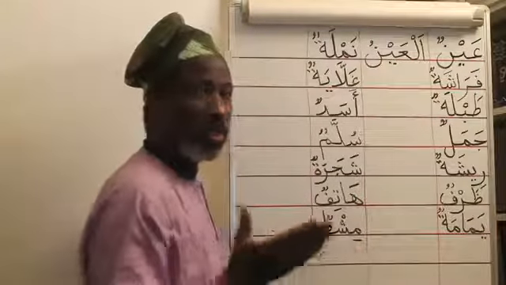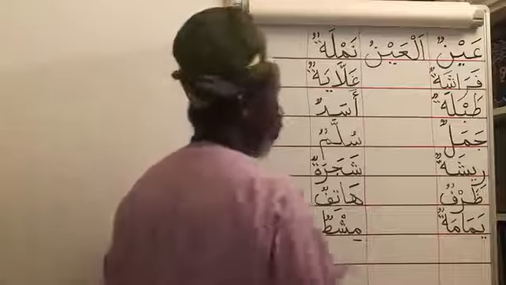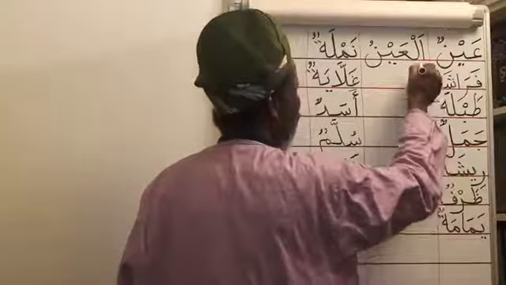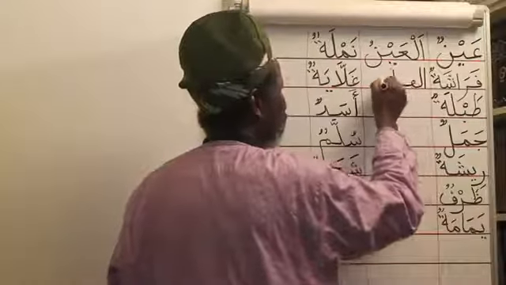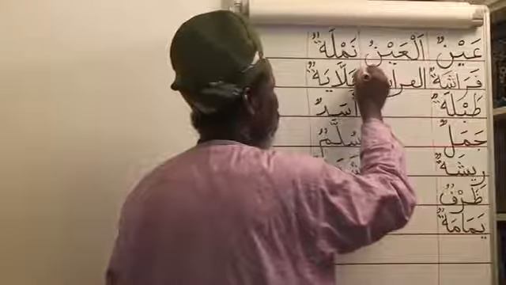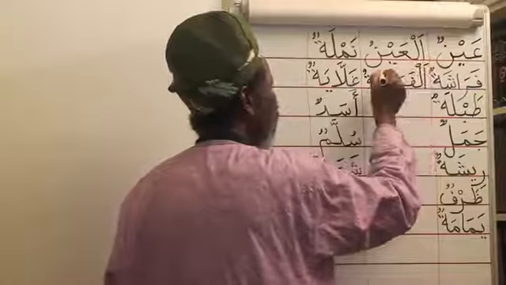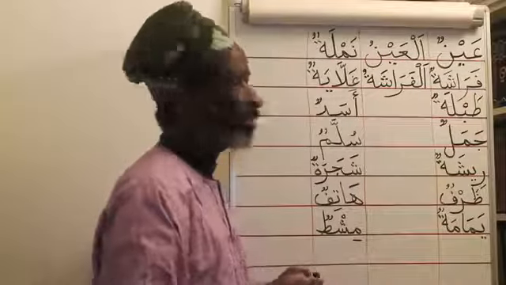Farashatun. Fa is also a moon letter. Therefore, we retain the sukun of the lam of "Al". Al-Farashatu. Single damma at the end.